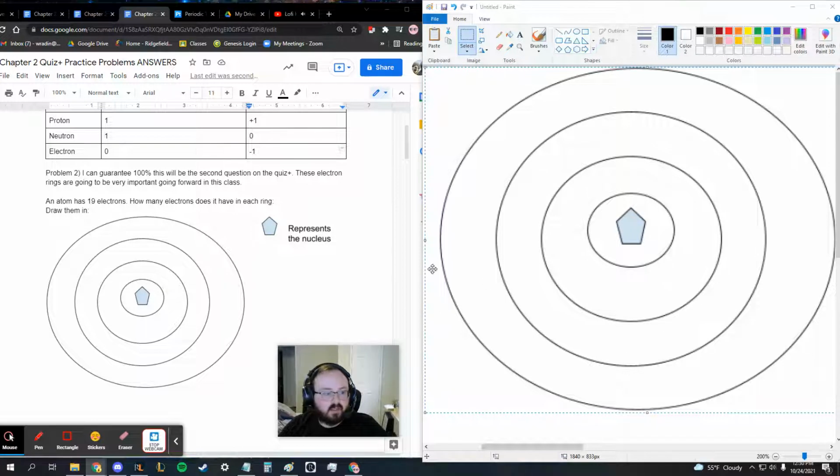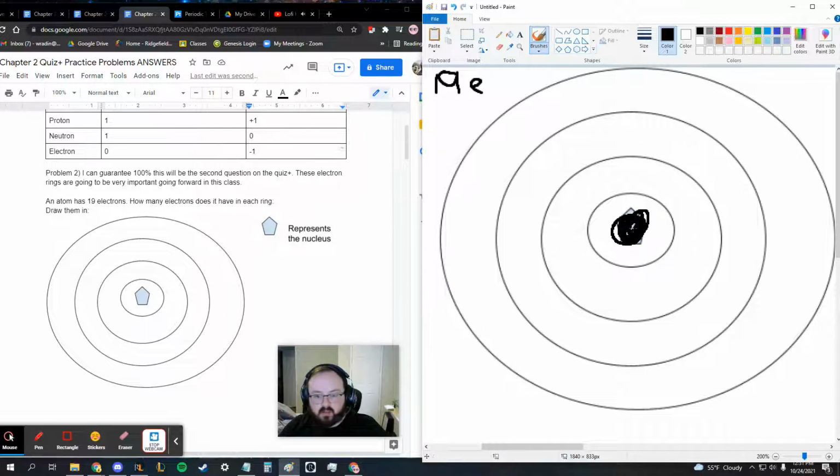So here is our atom, and there are 19 electrons. The middle bit is the nucleus, where all the protons and the neutrons are, so we're not going to deal with that. If there are 19 electrons, the first ring always has 2. It can only have 2. 1, 2. So now we're down to 17 electrons after the first ring.